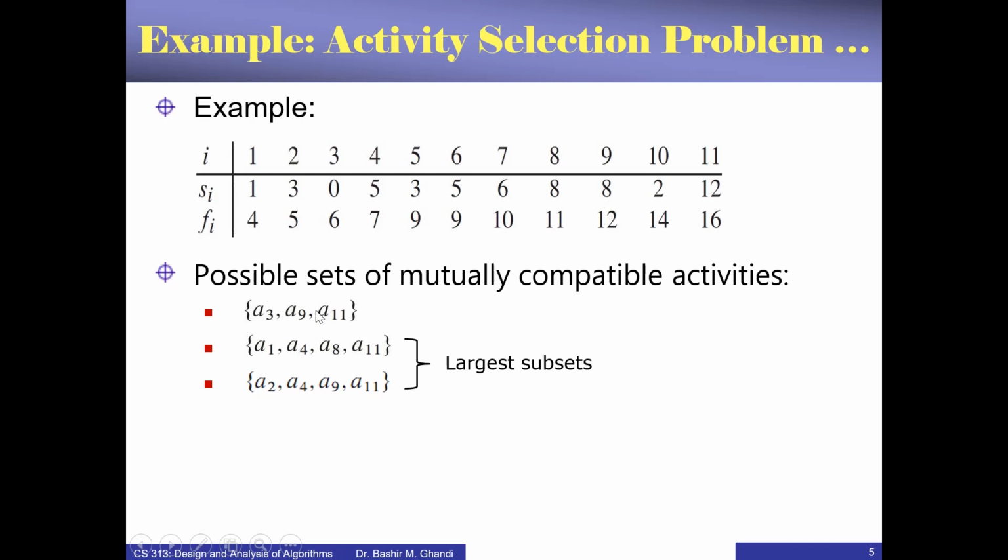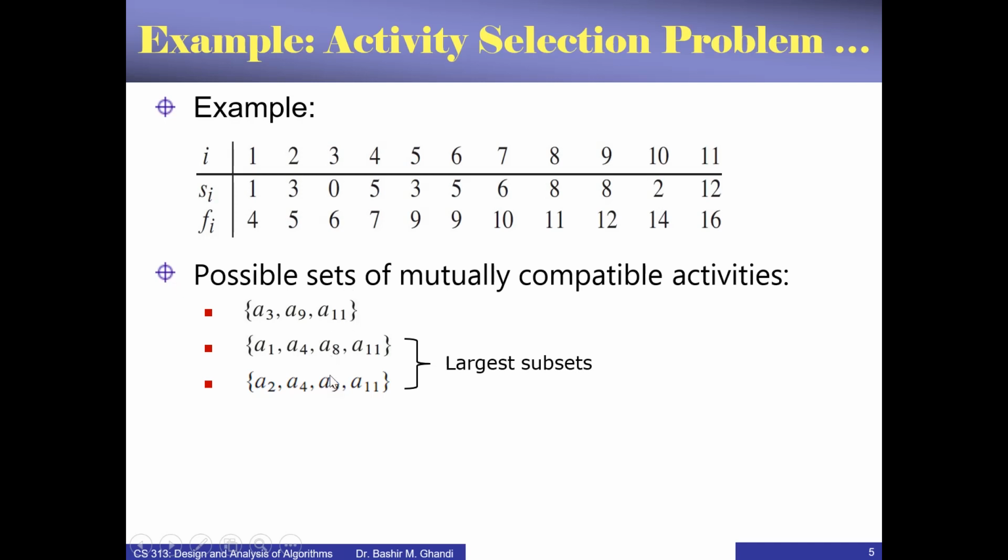And then A11 starts at 12 and finishes at 16. So again, you can see that there is no overlap. This one finishes at 11 and this one starts at 12. So this set is a subset of mutually compatible activities. However, this is not a maximum subset, so this is not an optimal solution. We want to maximize our choice.